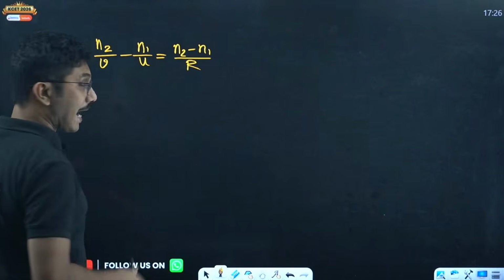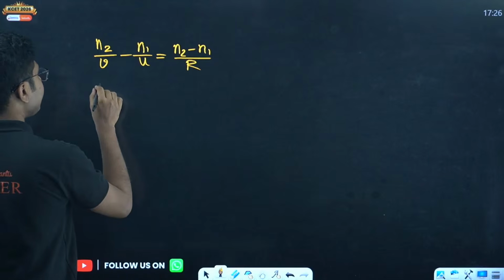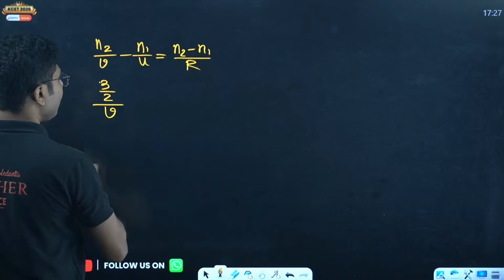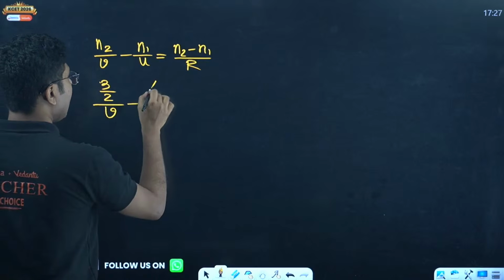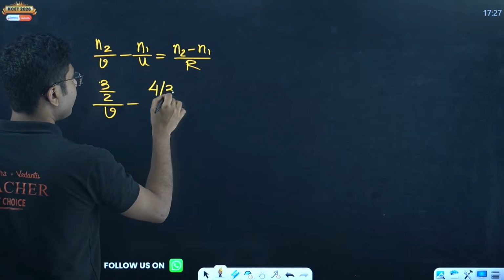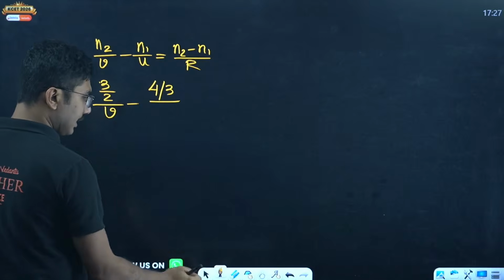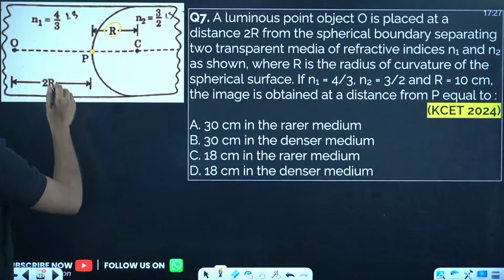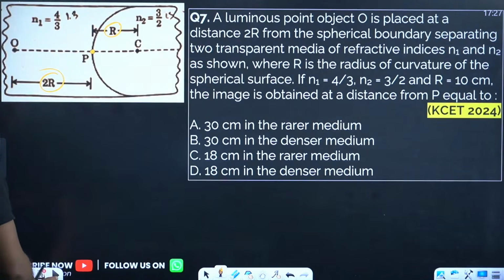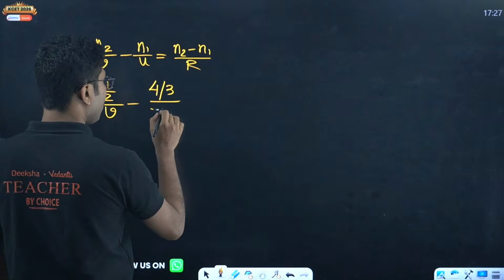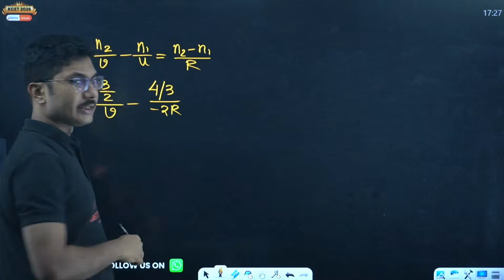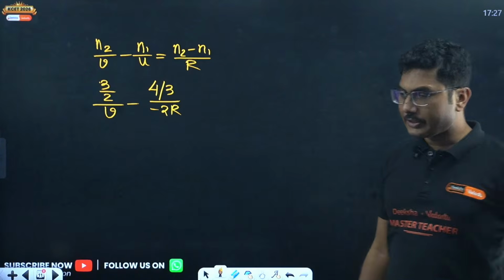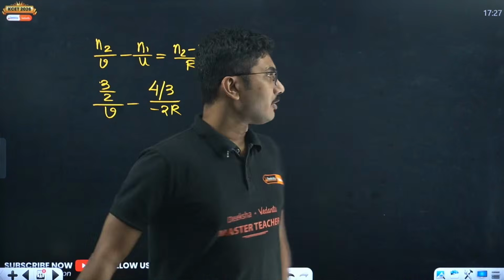Now let's see the sign you have to use. So N2 is given 3/2 and V we are trying to find, divided by U. N1 is 4/3 and U is given here as 2r. If you see here, U is 2r, so that means we have to put 2r, but not only 2r, we have to put a negative sign. Object distance is always negative because it is on the negative x-axis.